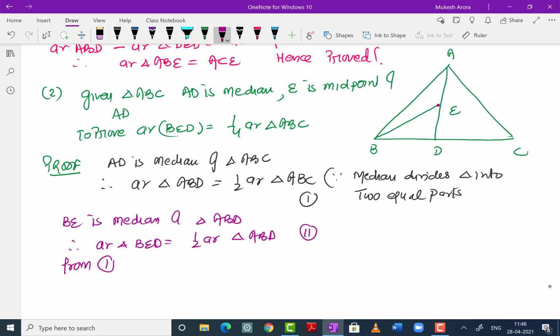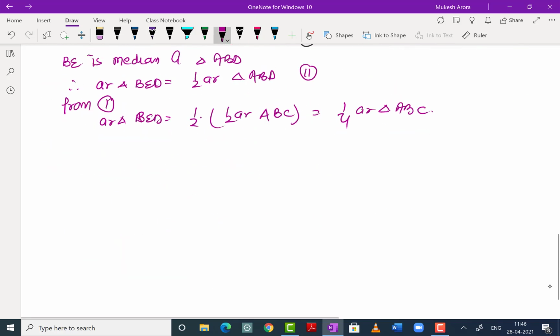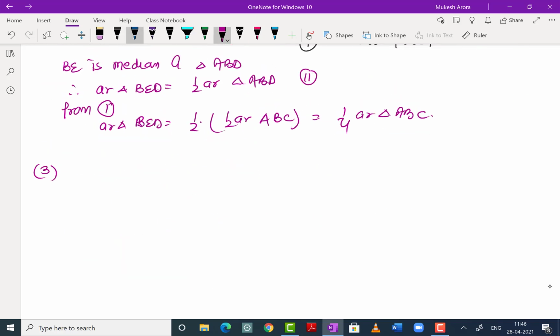From 1, area of triangle BED is equal to half into half the area of triangle ABC, which is equal to 1/4 of area of triangle ABC. Simple. ABD is half of full and this is half of ABD. That means BED is half of 1/4 of the whole one.